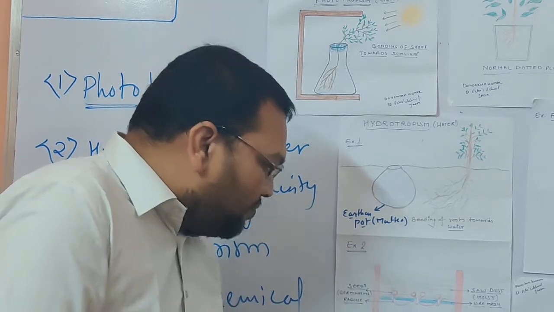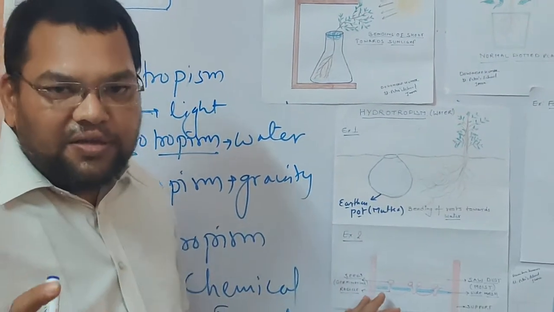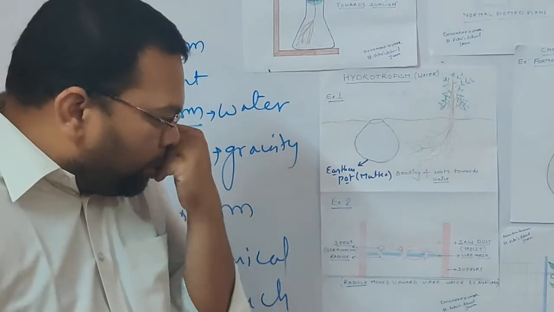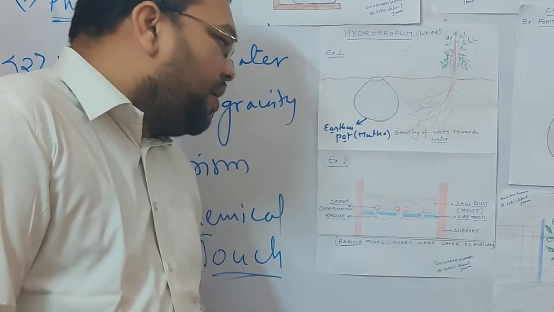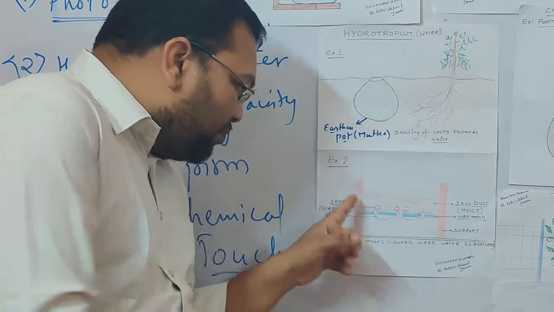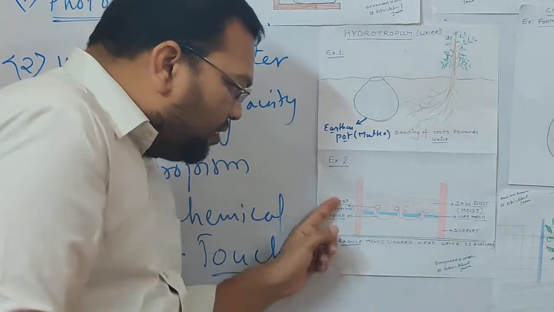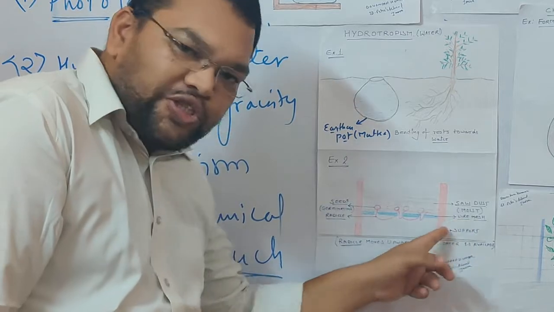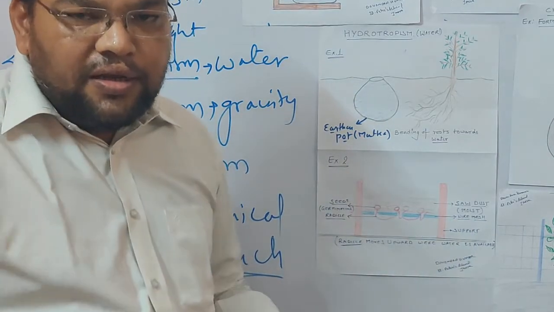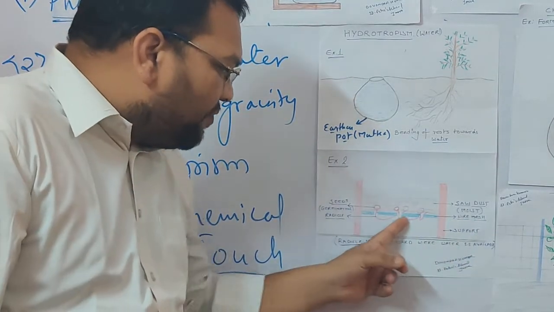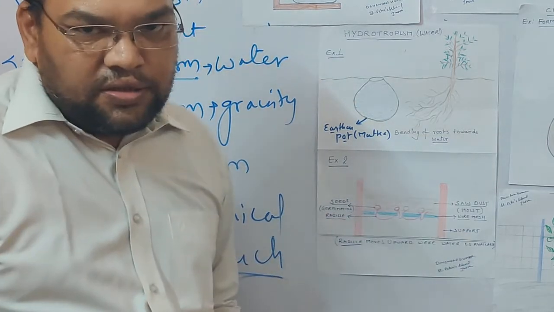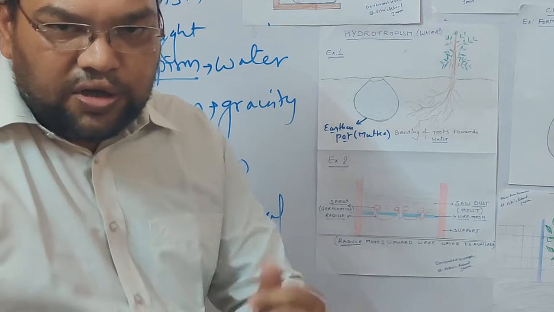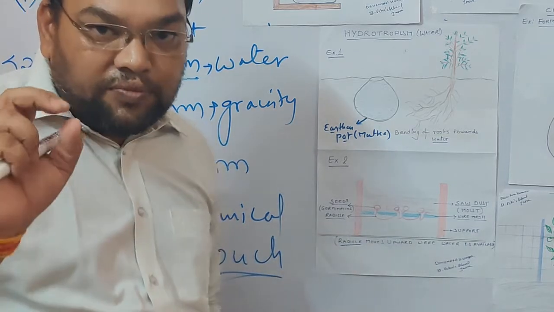Now the second example is a little bit complicated, but you have to see. You have to focus on this diagram. In this diagram, I put two stands, and between these stands there is a wire mesh, jali in Hindi. Above the wire mesh, I put sawdust, lakdi ka burada, and the sawdust is moist.